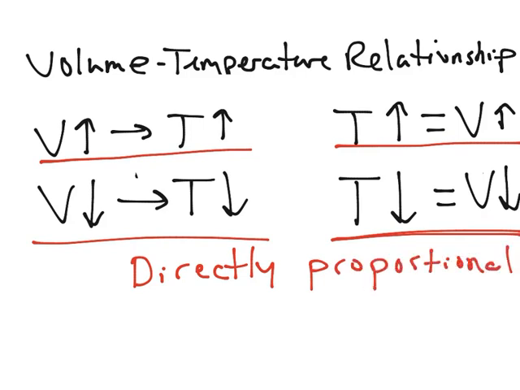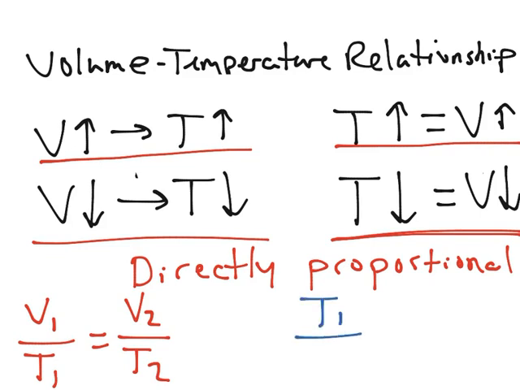And for that reason, we can mathematically say that if you took the initial volume and divided it by the initial temperature, this ratio has to be maintained. So the initial volume divided by the initial temperature has to equal the second volume divided by the second temperature. Or you could have written it as the initial temperature over the initial volume must equal the final temperature divided by the final volume. Either way, they're representing the same thing.